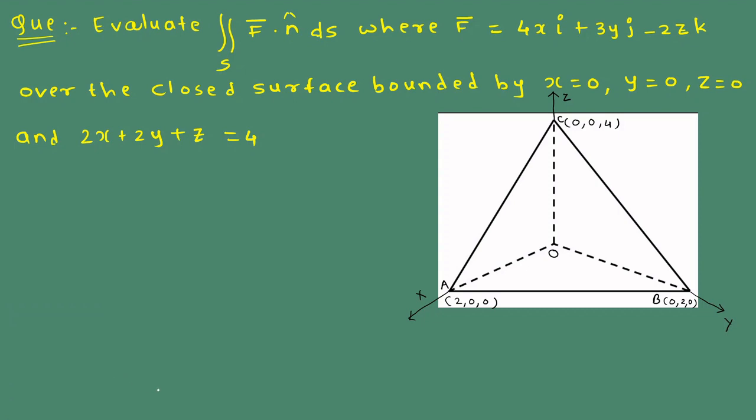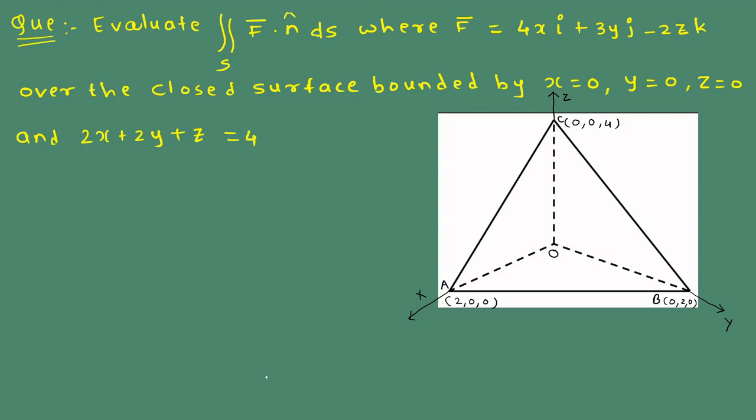Hello student. Today's problem is to evaluate the double integral over S of F bar dot n cap dS, where F bar equals 4x i plus 3y j minus 2z k, over the closed surface bounded by x equals 0, y equals 0, z equals 0 and 2x plus 2y plus z equals 4. First of all, let us understand what S is.